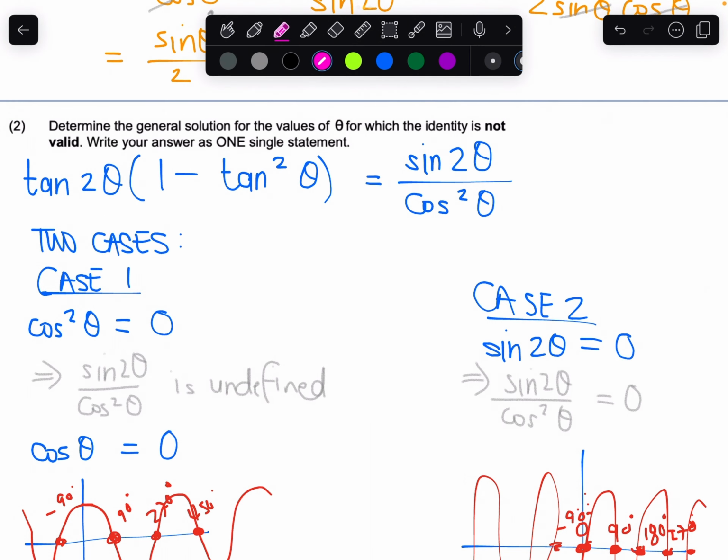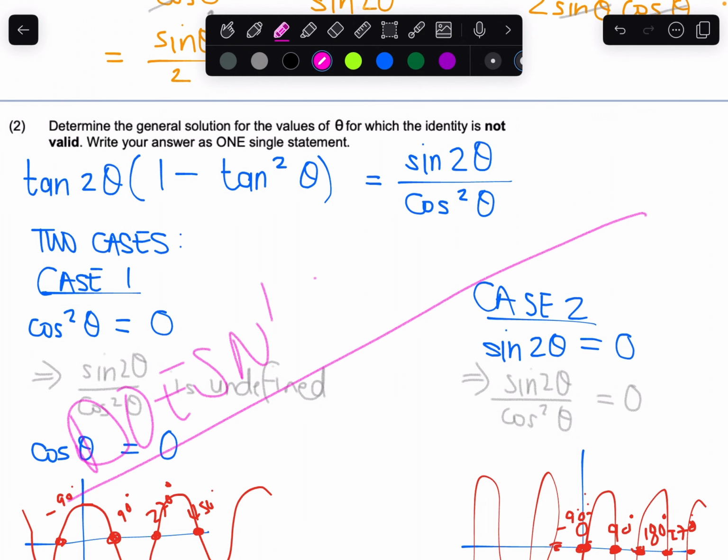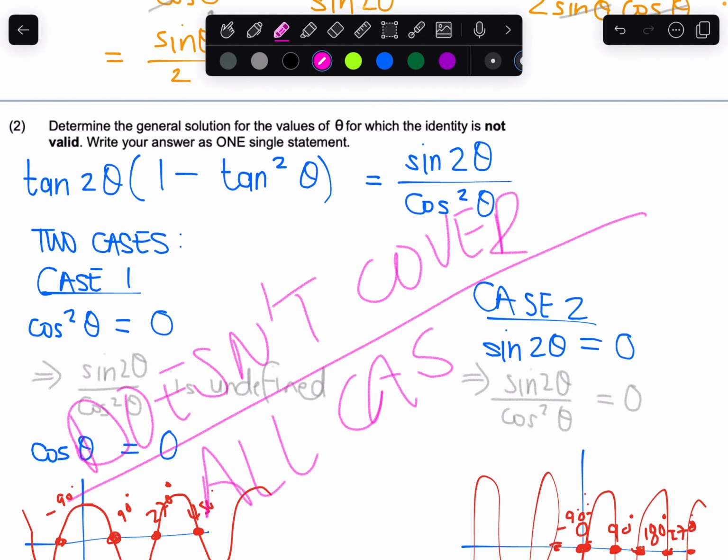I would like to know why though. It doesn't cover all cases. I am very curious about why that is the case, why that didn't work, why that didn't give us all the solutions. I cannot immediately see why.